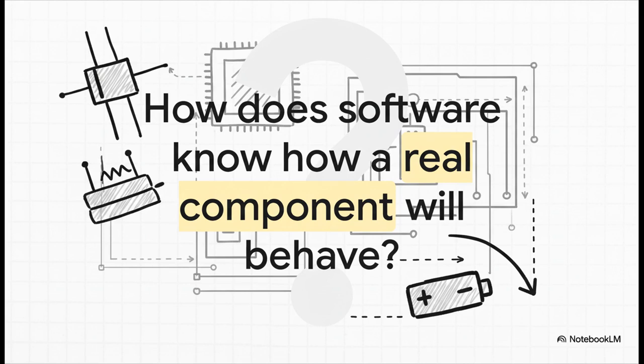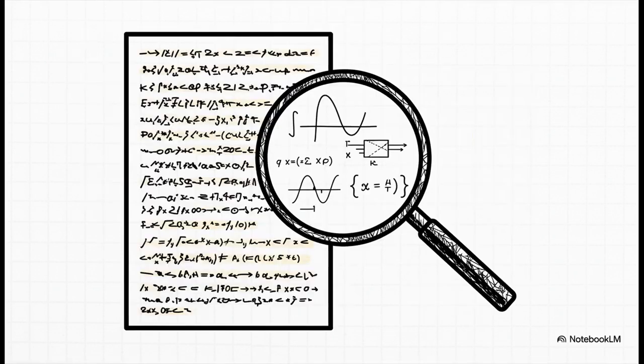I mean, think about it for a second. How on earth does the computer know exactly how a specific transistor from one company is going to behave versus a similar one from another? How does it know how a capacitor will react to different signals, or how a battery's voltage is going to drop over time? Well, the answer lies in files that look, well, like this.